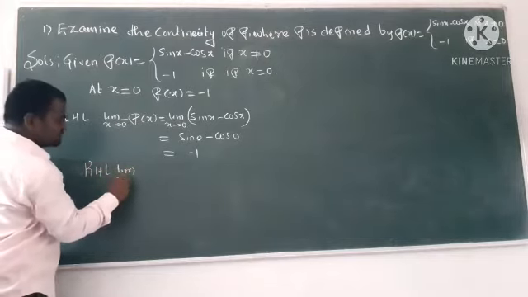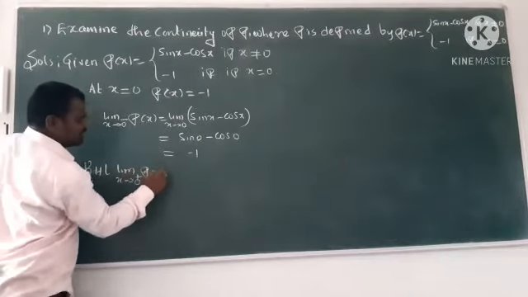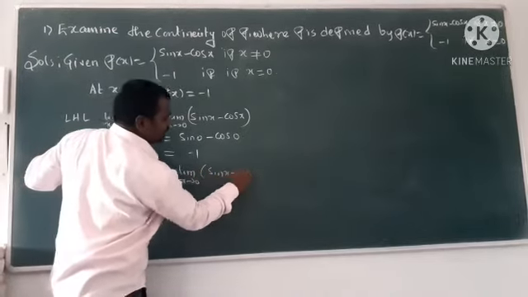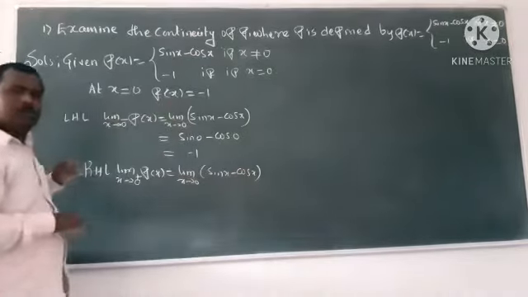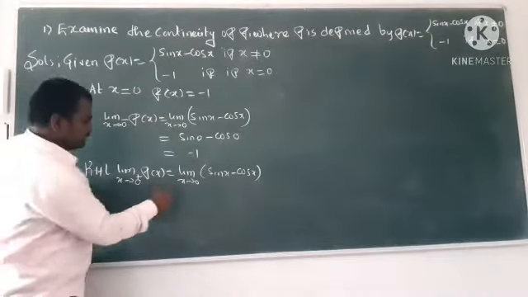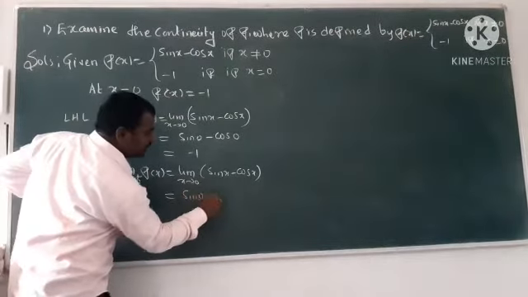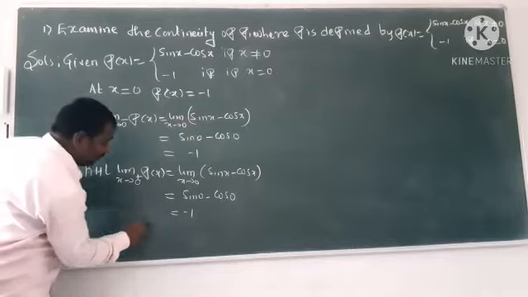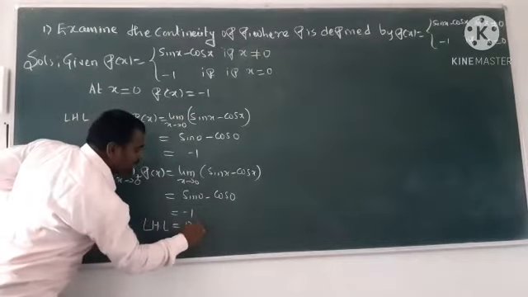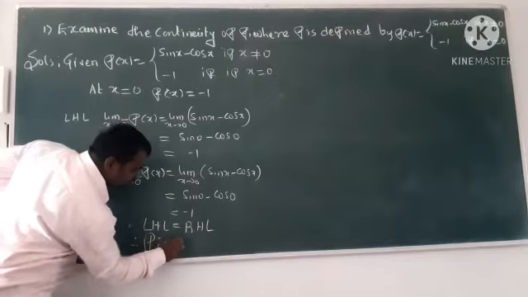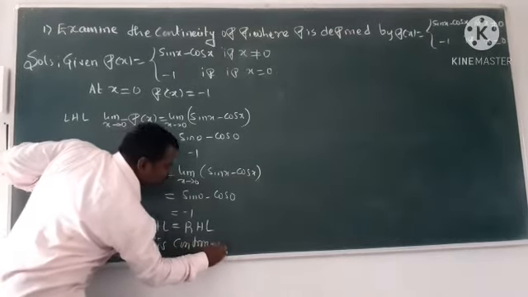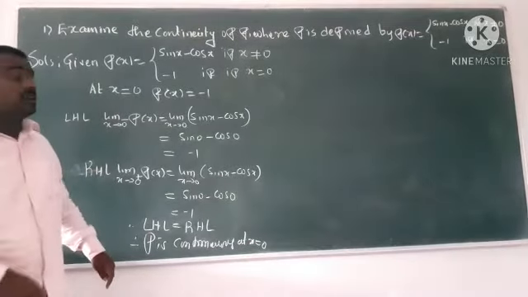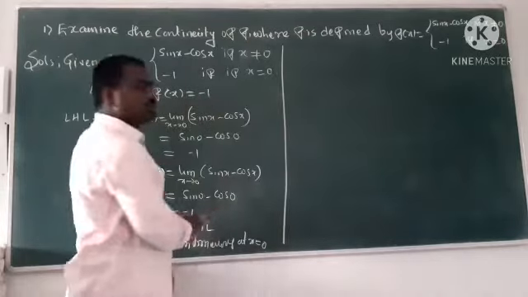Another one, RHL, limit x tends to 0 plus f of x. So here limit x tends to 0 of sin x minus cos x, right? Look at this one. That expression is sin 0 minus cos 0, what is the value? Both are the same thing. Therefore, LHL is equal to RHL. Hence, f is continuous at x is equal to 0. This is one method. So we are going to express it for this equation only.